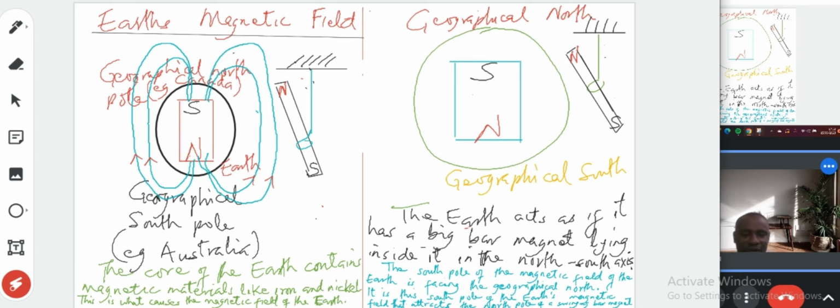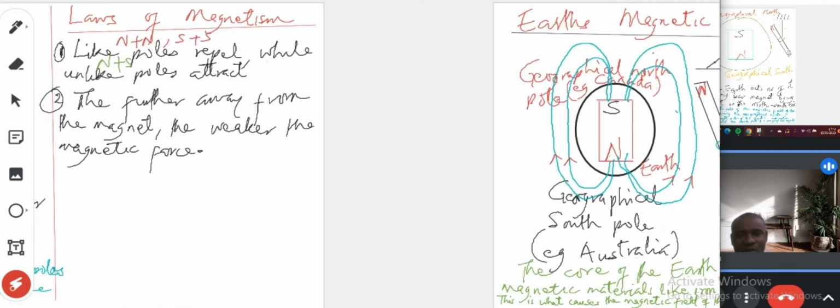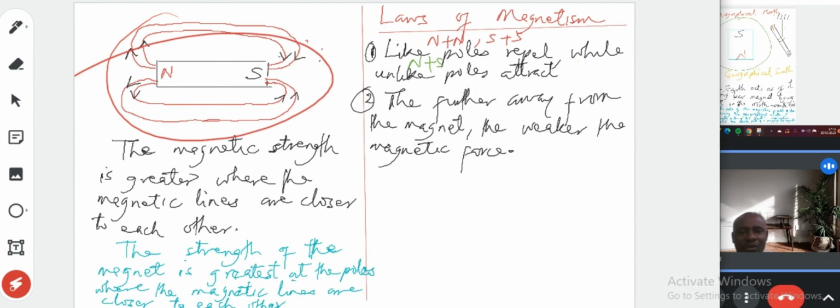Okay, so we've talked about that. Look at the shape of the magnetic field around the earth. Can you see this magnetic field around the earth? Yeah. It's the same shape as the one around a bar magnet that you find on page 2. They have the same shape. That's why we say the earth behaves as if it has a large bar magnet in its center.